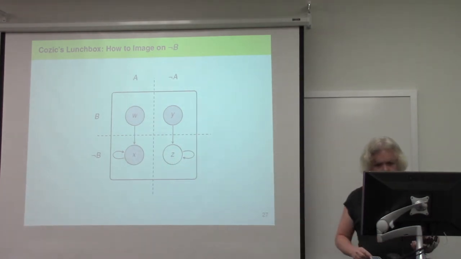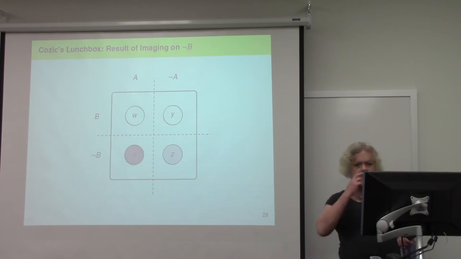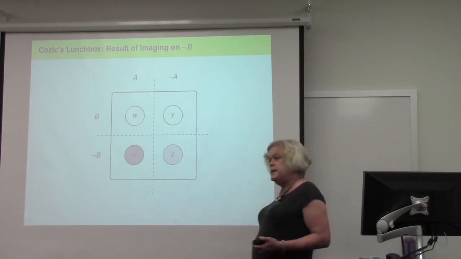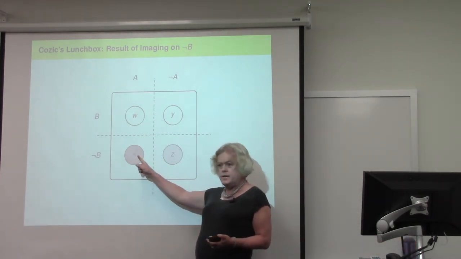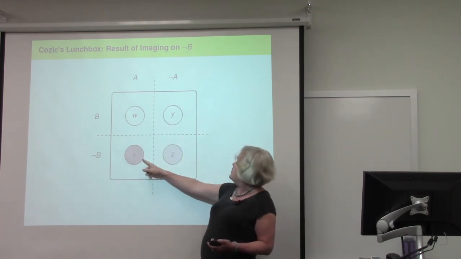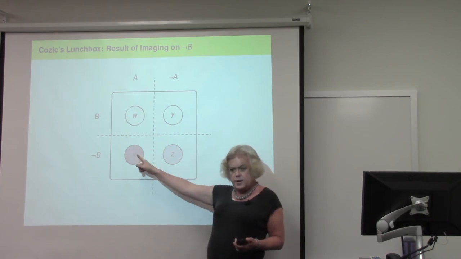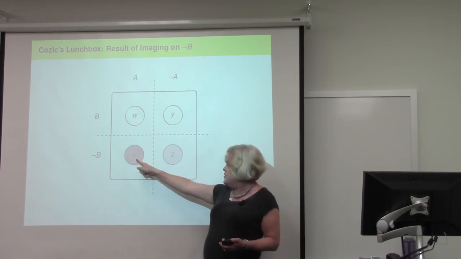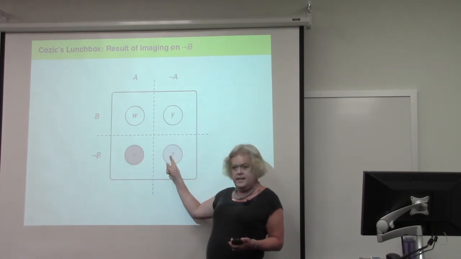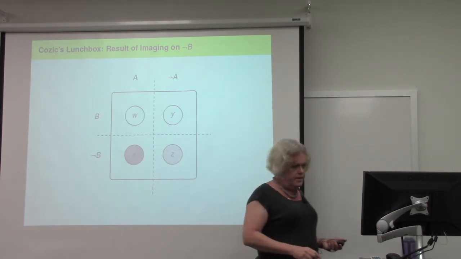So this is a kind of typical case that Katsuno and Mendelsohn have in mind. That's the result of imaging on the negation of B, and it's not the same, right? It's not the same as conditionalization. Conditionalization left all of the probability here. Now, 2/3 is here and 1/3 is there. And I've colored this one a little darker to indicate that that's where most of the probability is. Right.